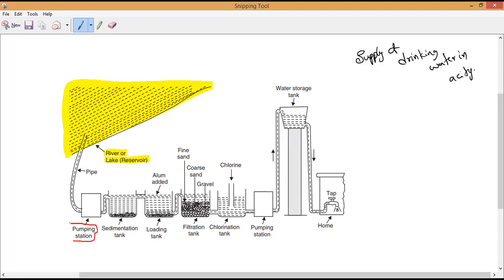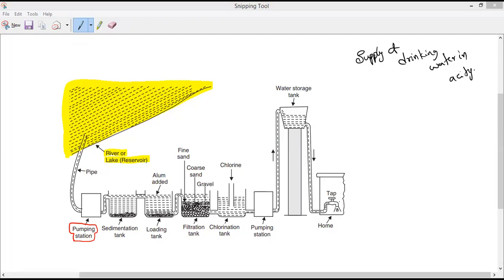Understanding? So now water is present in the reservoir. Does it contain a lot of impurities or not? Everybody should answer. Pure water or impure water? Definitely impure water. Is it yes?